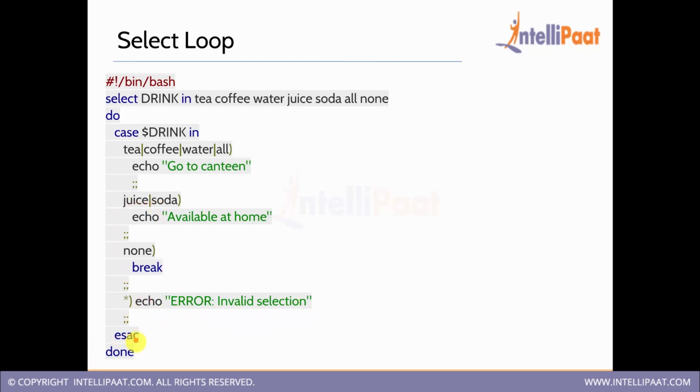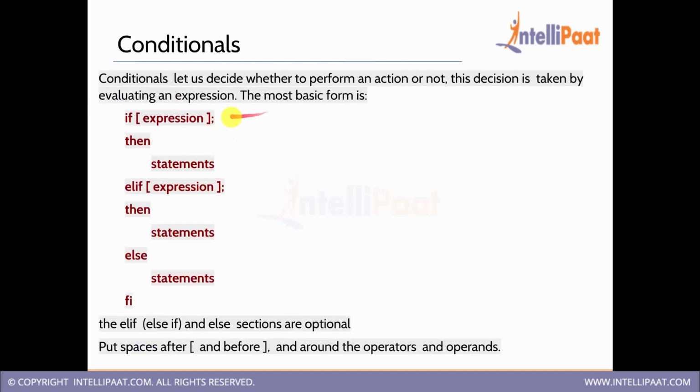Then once this is done, we escape out of it. Okay, so the case ends here. Case ends with esac, and that is the syntax. So when we write select drink, drink is the variable, in the list of the menu, then do, and then inside it you write the case and then you end the case. Okay, so I hope you understood this script.